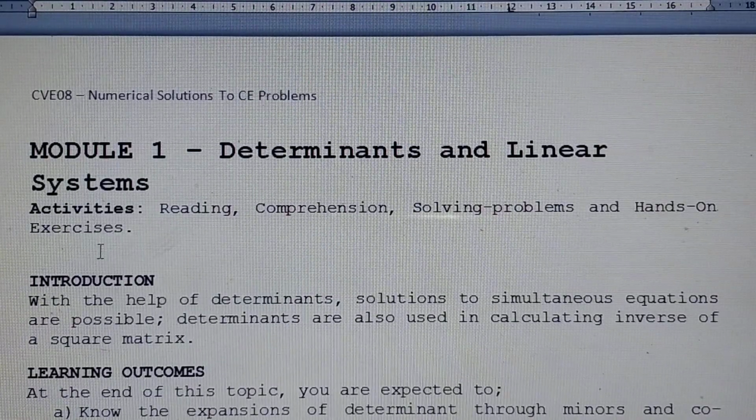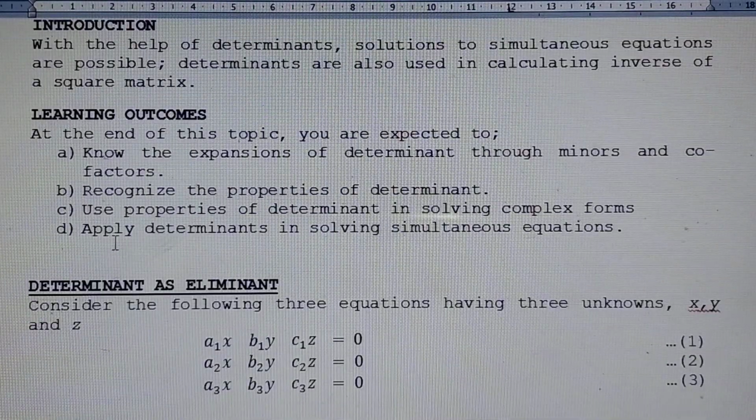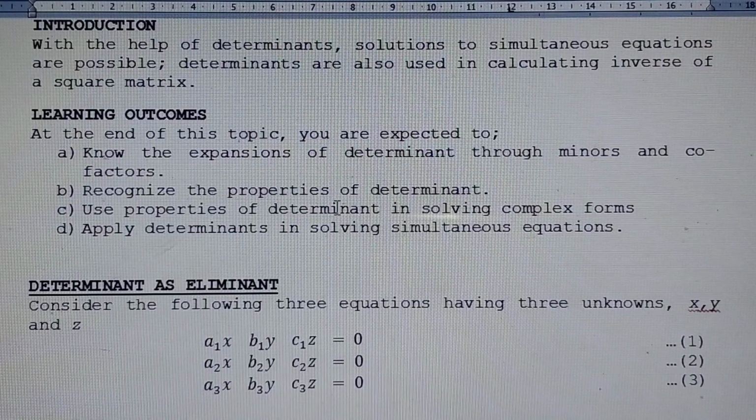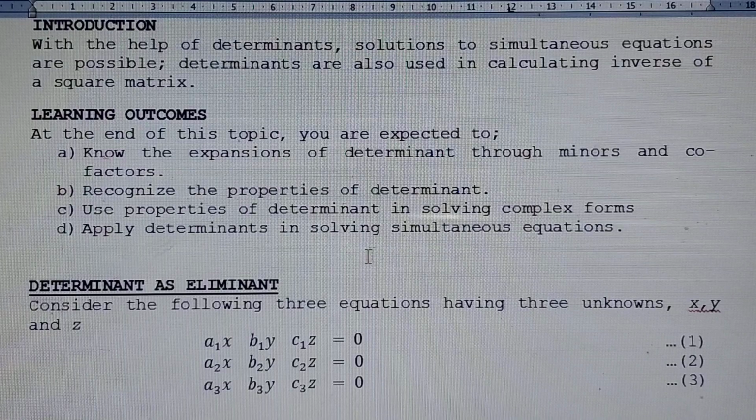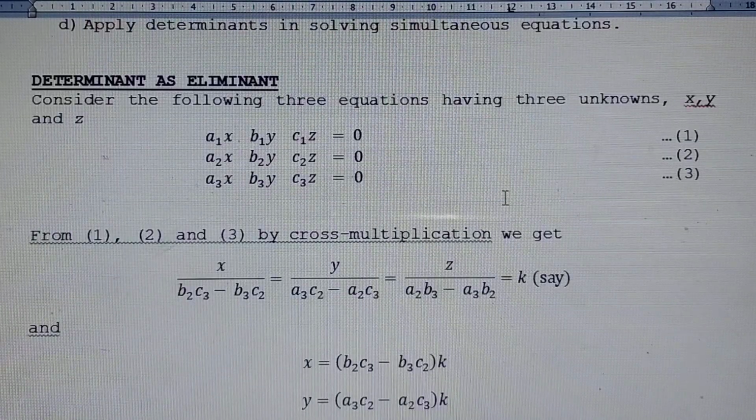Our learning outcomes. At the end of this topic, you are expected to know the expansion of determinant, minors and cofactors, recognize the properties of determinant, use properties of determinant in solving complex problems, and apply determinants in solving simultaneous equations. So let us start with determinant as element.